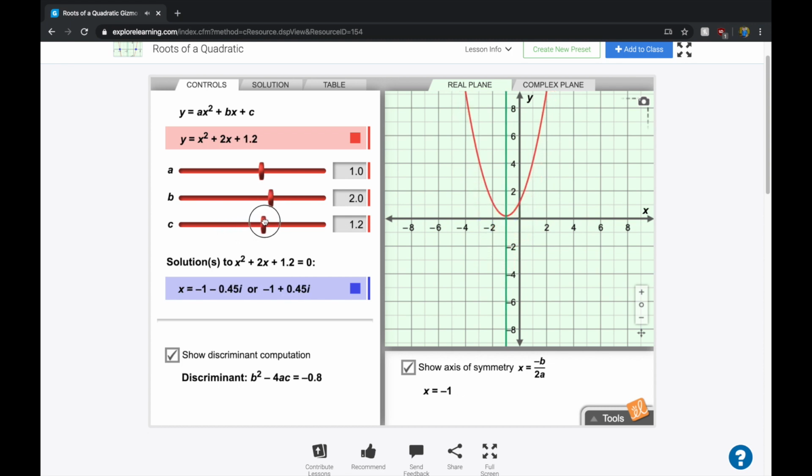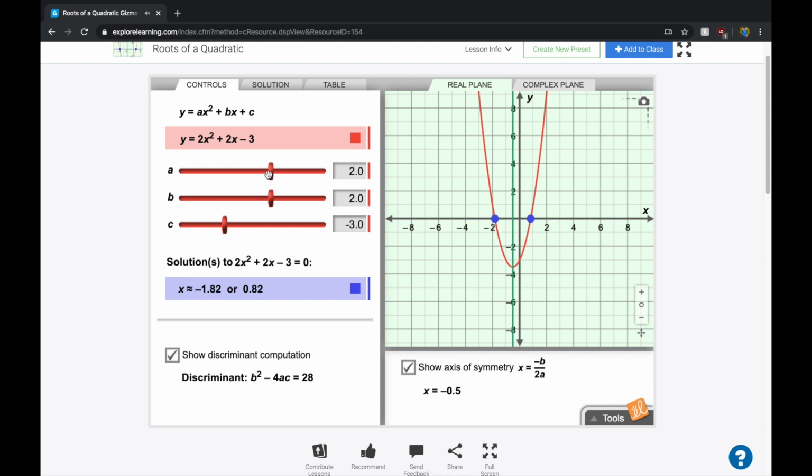And C is going to help us to move this in the imaginary direction. You see how now that C has gotten pretty big, we actually had to move the graph up, which means that now my solution is going to be imaginary. So let's move this back down to, let's say, -3. And we'll move a to a positive 2. Okay, so we have 2x squared plus 2x minus 3.